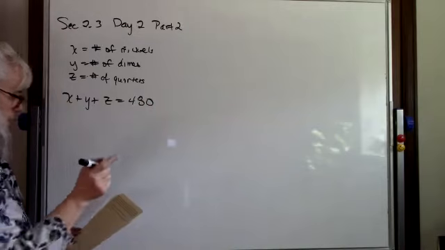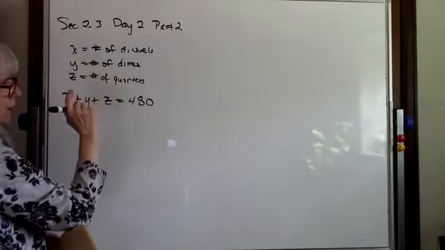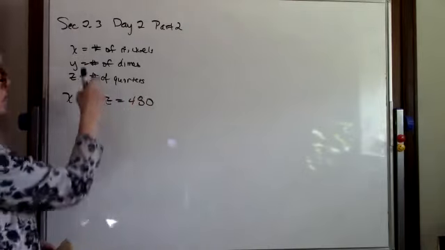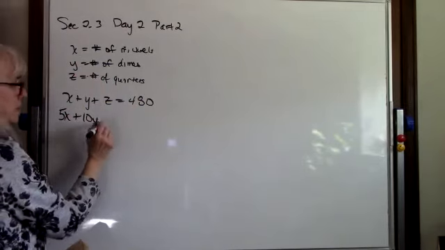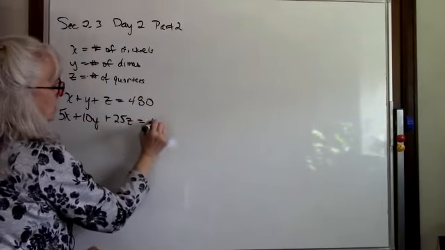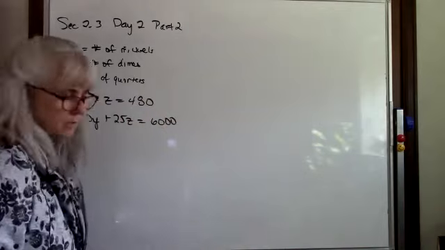We also know that her collection is worth $60. So instead of writing it in terms of dollars, I'm going to put it in terms of pennies so I don't have to deal with those decimals. Each nickel is worth 5 pennies, each dime is worth 10 pennies, and each quarter is worth 25 pennies. So the $60 becomes 6,000 pennies. Now we need to go solve the system.